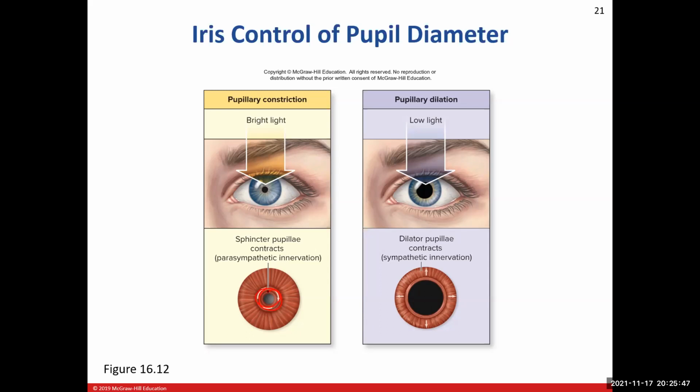Now, if I were to somehow be able to look into your pupil in a dark room, you'll notice that the pupil will be much larger because it's trying to let as much light into your eye as possible to get a clear picture of whatever it's looking at. And so when that's occurring, the dilator pupillae muscle is contracting and it's pulling this middle portion here, that center, outwards. So it makes the pupil larger.